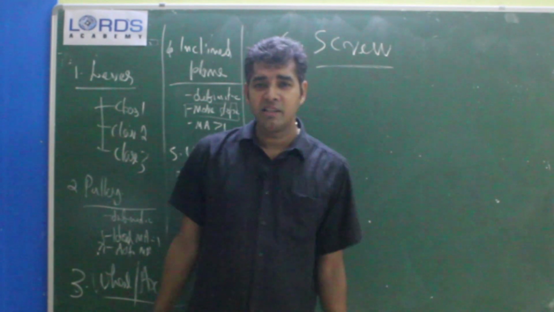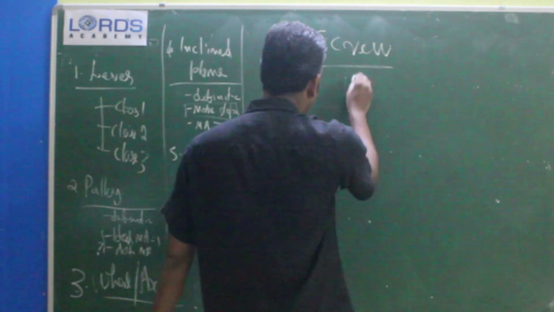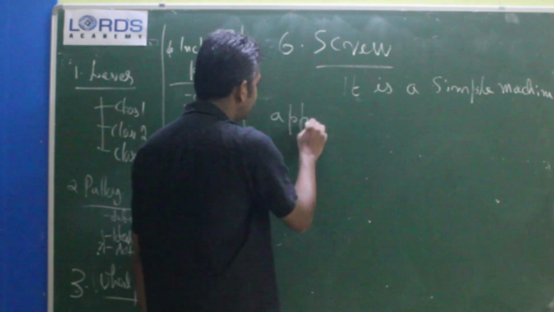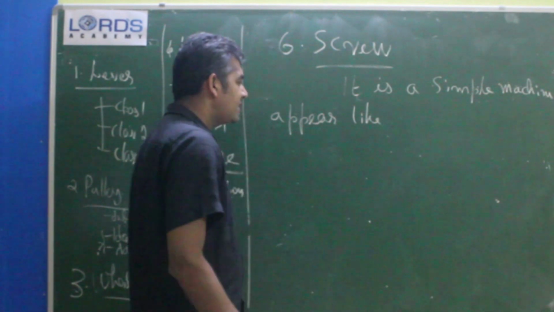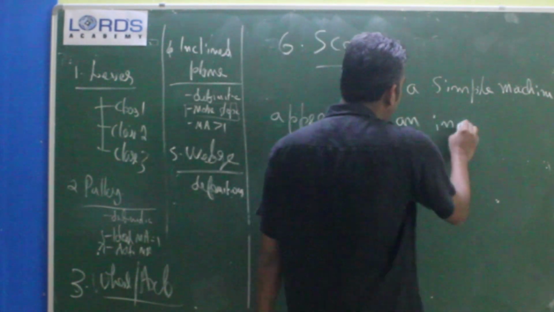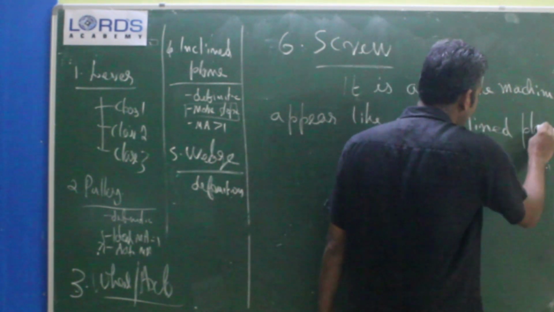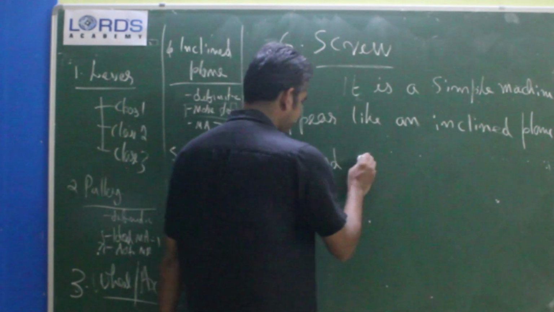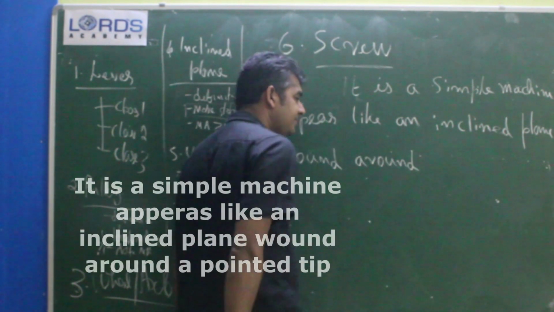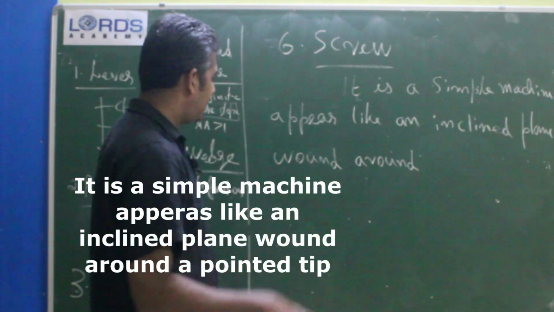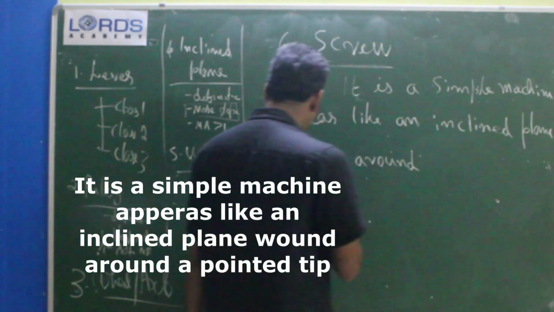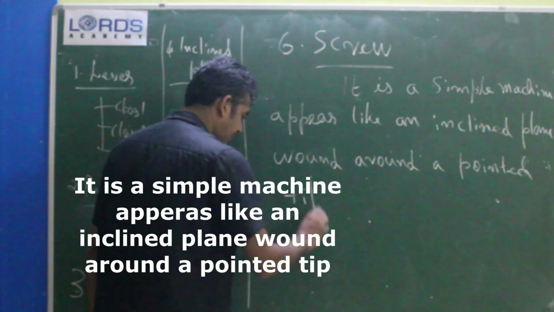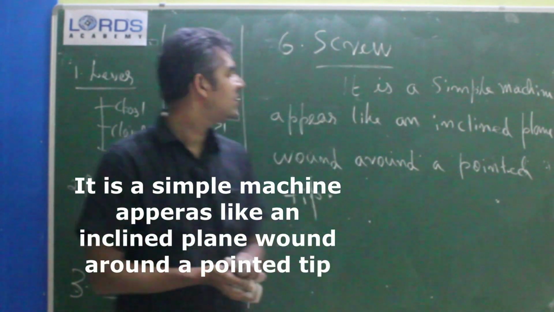Definition. How can we start the definition? Screw is a simple machine that appears like an inclined plane wound around a pointed tip. This is the definition of screw.